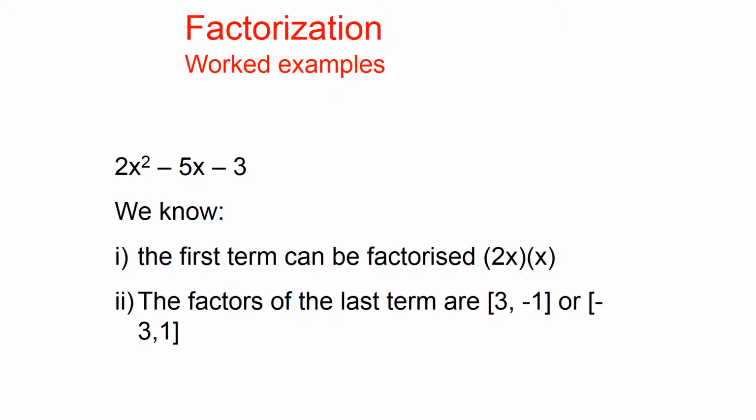This explains it in some detail. And there is the answer: 2x plus 1, x minus 3. So that means that we can say, if that equals 0, then 2x plus 1 equals 0, or x minus 3 equals 0. If x minus 3 equals 0, we just add 3 to both sides. So that's x equals plus 3.